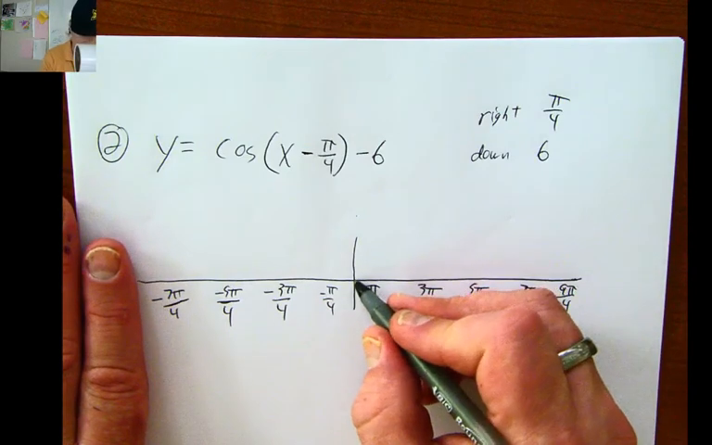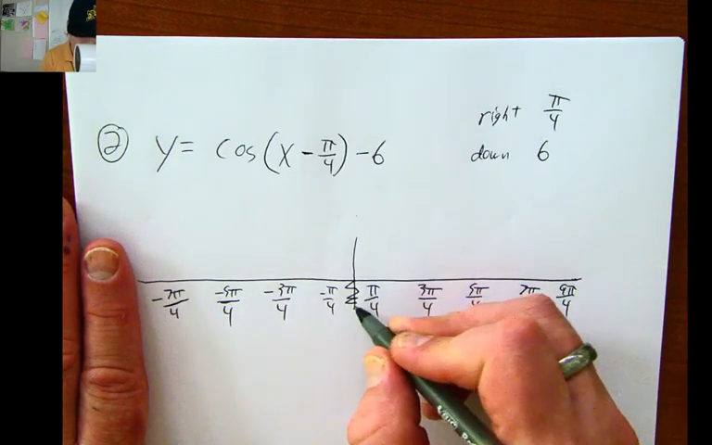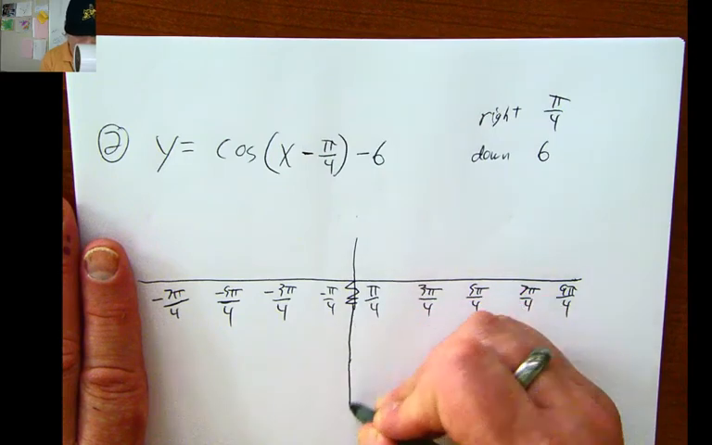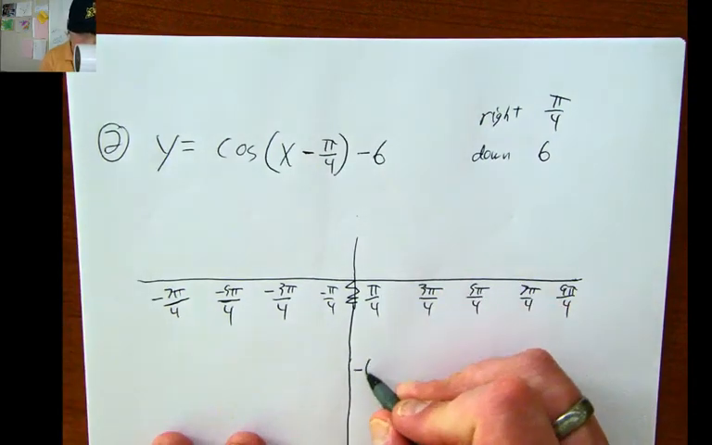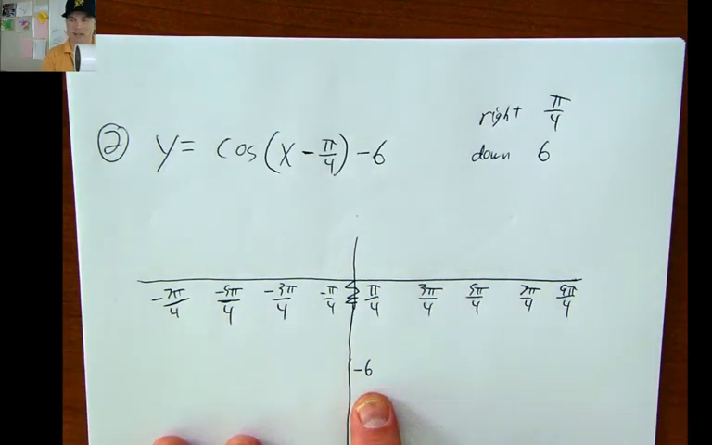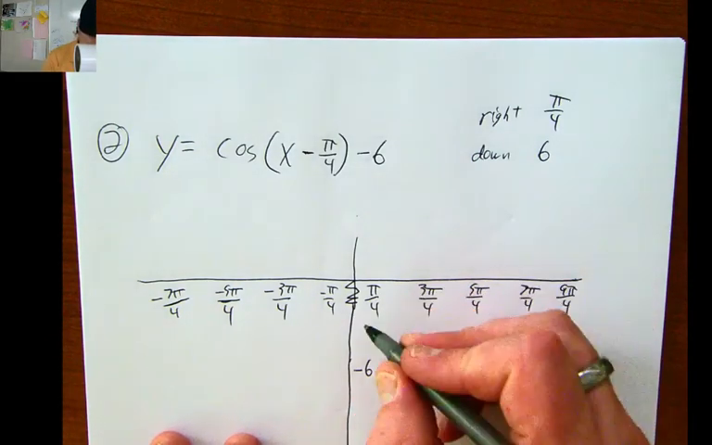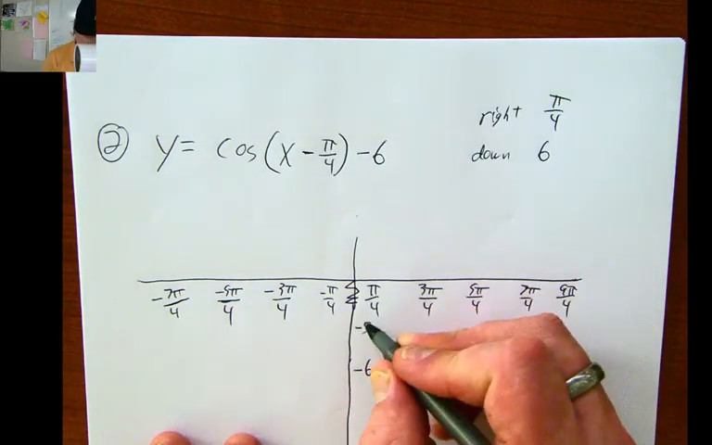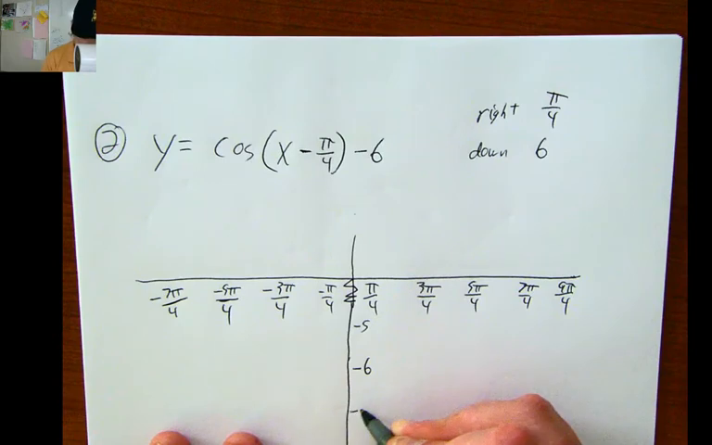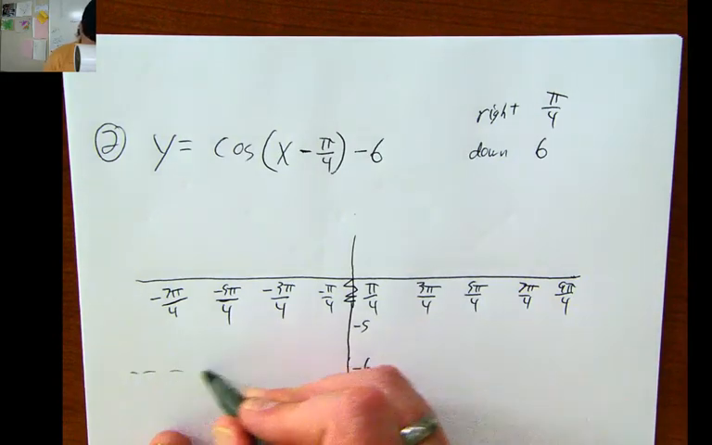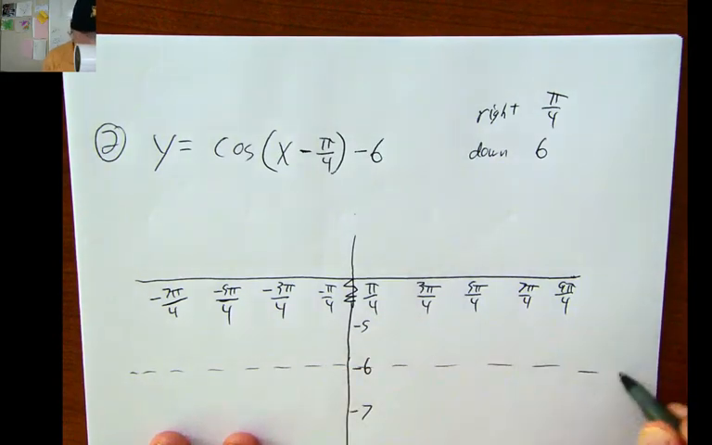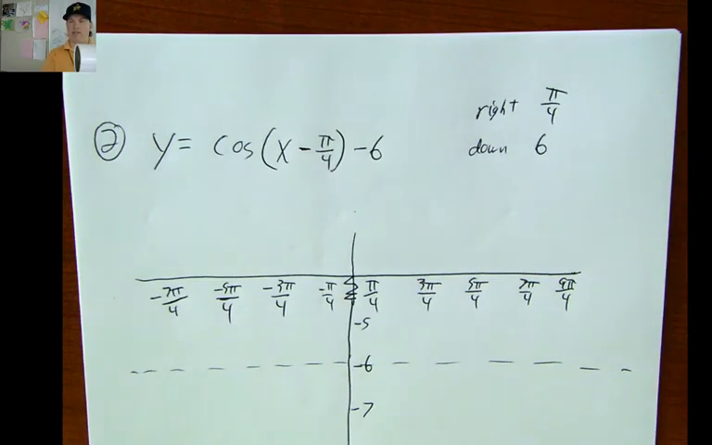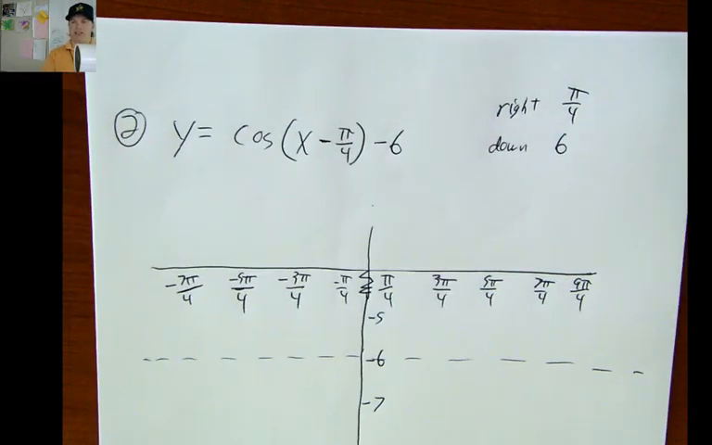And I'm going to demonstrate here that I'm not starting at 0. And it's going down 6, so negative 6. And it's an amplitude of 1, which means it stretches up to negative 5 and down to negative 7. And put an axis through your y equals negative 6. All right, here we go.